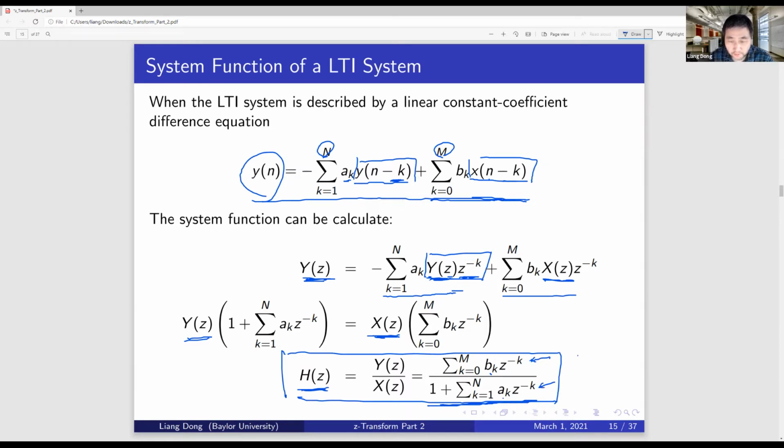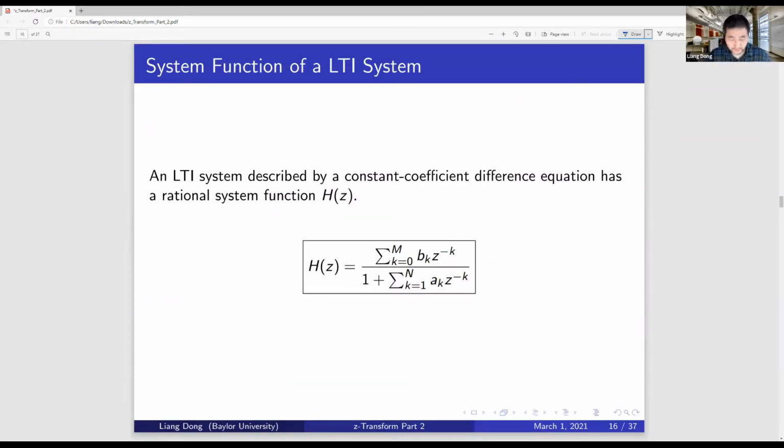That's a polynomial B as a function of z to the power negative 1, over a polynomial in the denominator, polynomial A, as a function of z to the power negative 1. Or as a function of z, it doesn't matter, it's just the inverse. This fractional term directly corresponds to our difference equation. The difference equation is what we have to describe an LTI system. So that connects very well.